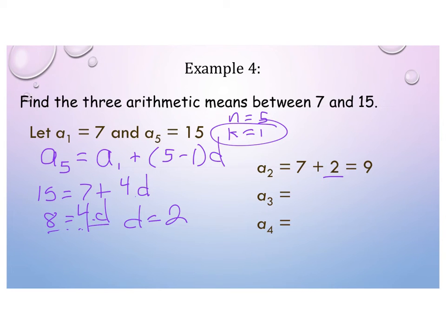So a sub 2 is a sub 1, which was 7, plus 2. So my first arithmetic mean would be 9. And then 9 plus 2 is 11, my second arithmetic mean. And 11 plus 2 is 13. Notice I add 2 again, and I'm at a sub 5, which is 15. So these would be my 3 arithmetic means between 7 and 15.